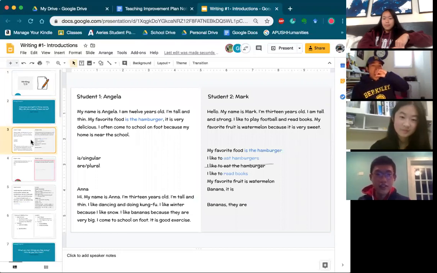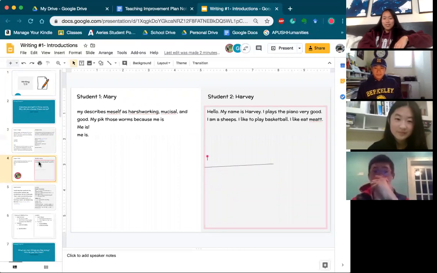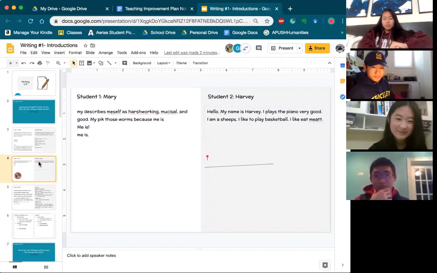On the next slide, here it is. We have 2 student examples. As you can probably see, they are not perfect, but that's what we're going to work on: correcting grammar, correcting word choices, and correcting sentence structure as well. As you can see on the left, this person describes herself as hardworking, musical, and good. Here we can generally get the gist of what the person is trying to say, but the spellings are kind of wrong, the words are wrong, and some grammar is wrong.